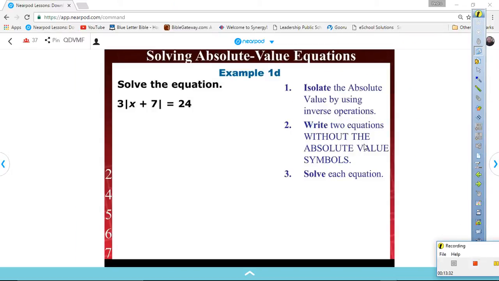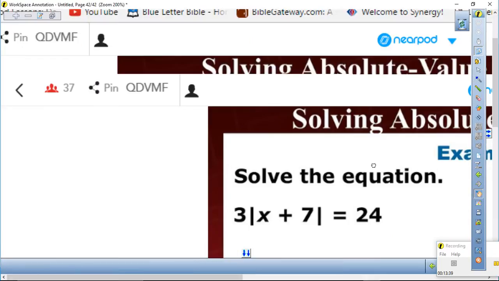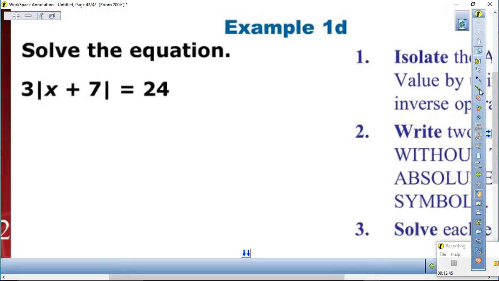Okay, copy this one, example 1D. And let's do this one together. Same process, same idea. We have 3 times the absolute value of x plus 7 equals 24.